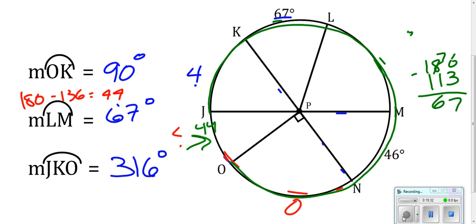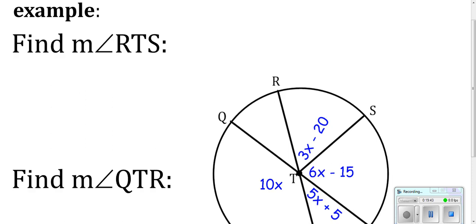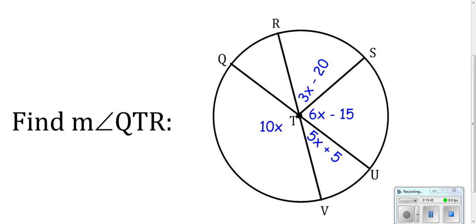Okay, last page. Same thing, but now we're going to apply variables to it. Okay, so our task is to find the measure of arc RTS and QTR. Same exact thing, except we have to set up equations. So first thing we need to do, guys, is find the value of x. And if you notice, look for semicircles. I have one right here. Here's a semicircle. A semicircle is 180 degrees.